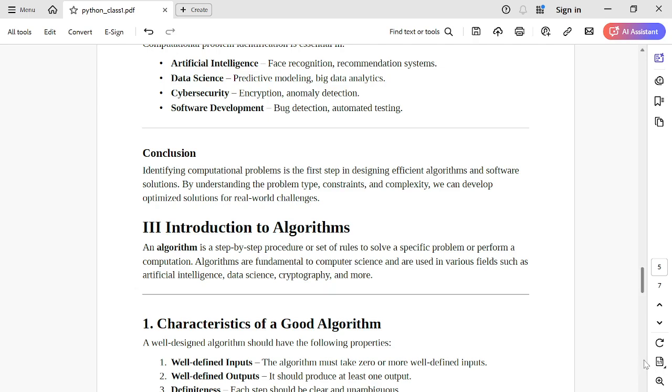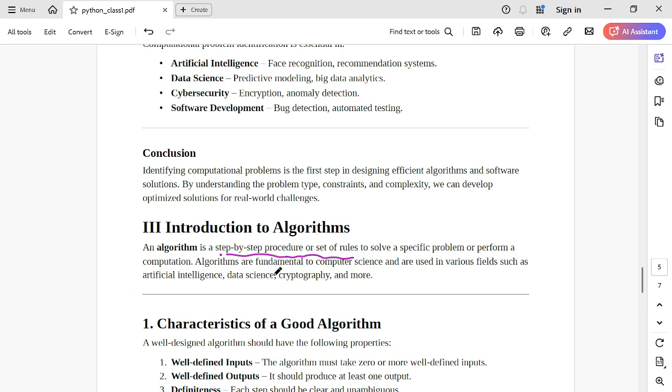Next, we will move on to the introduction to algorithms. First we will see what an algorithm is. Then we will move on to its characteristics. An algorithm is a step-by-step procedure or set of rules to solve a specific problem or perform a computation. Right. So just remember the statement: step-by-step procedure or set of rules to solve a specific problem.